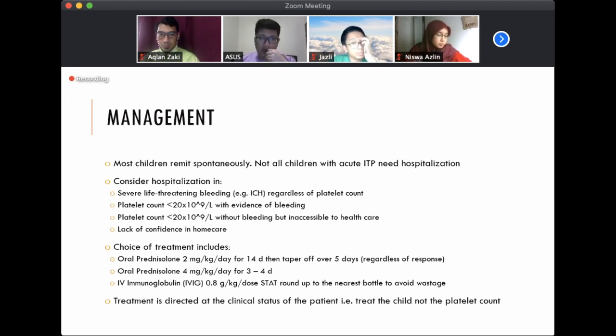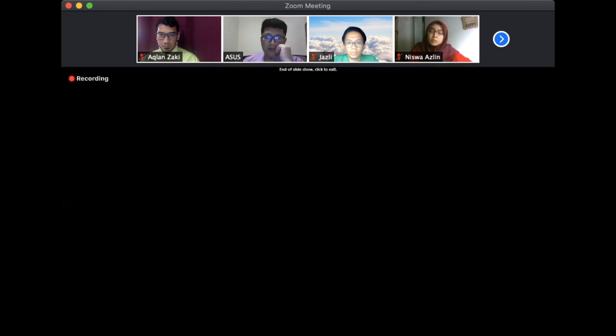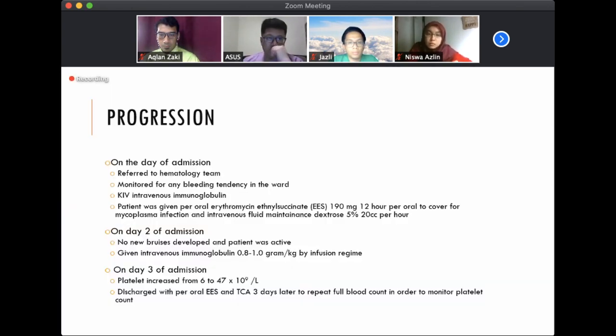Okay. What did this patient receive? This patient received IVIG. This is the progression of the child. First under the admission, no, on the second. HTAA or UIA? Previously? Huh? HTAA. Okay, all right, okay. So the child got the IVIG, and then the platelet increased from 6 to 47. Okay, all right.